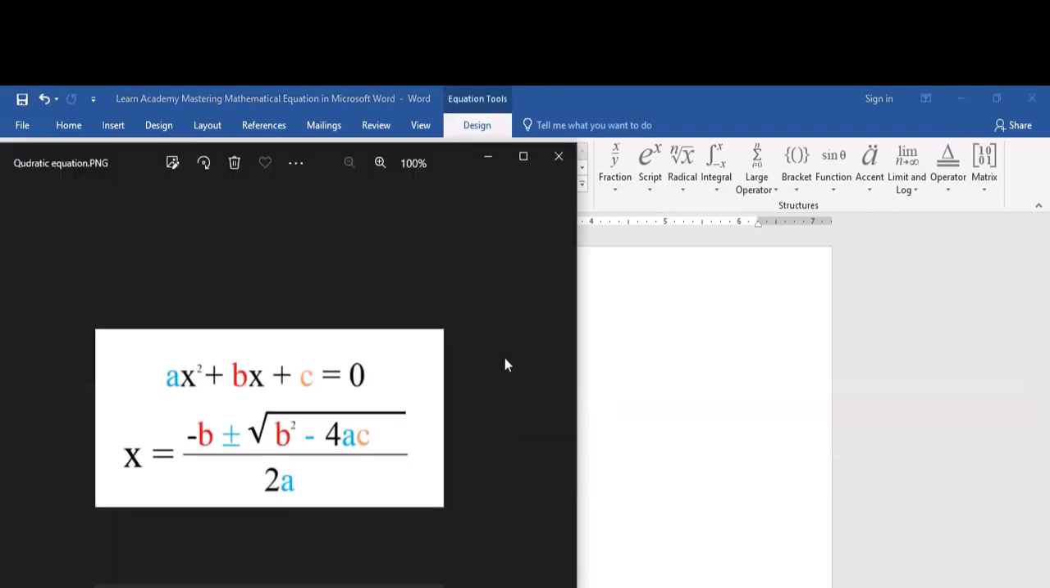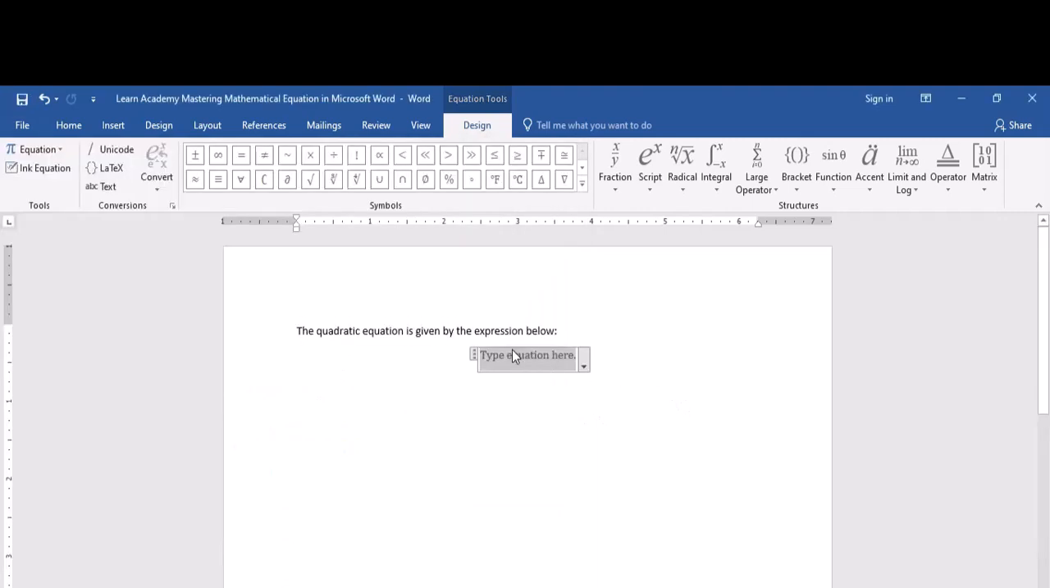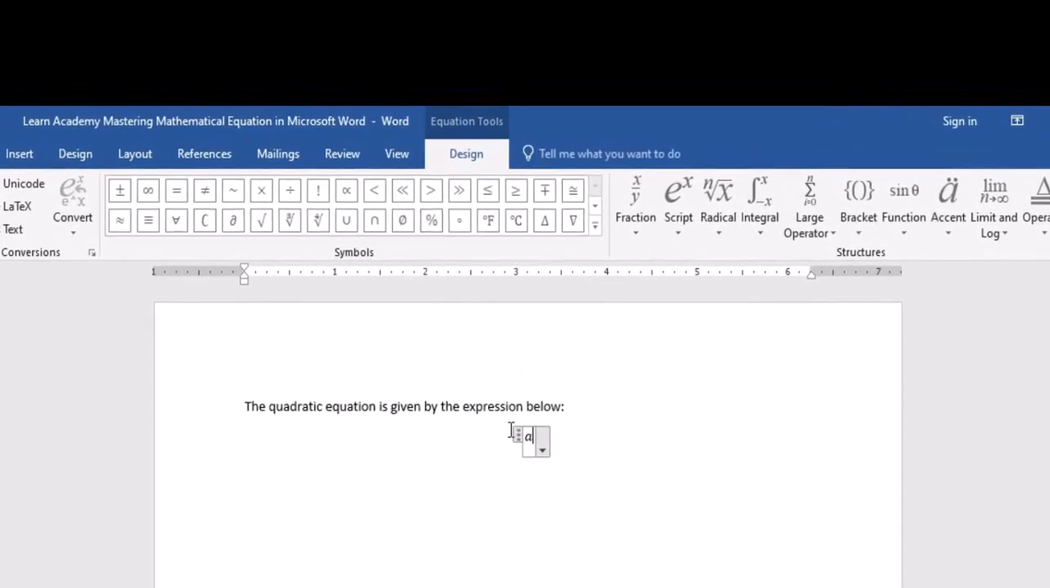If you take a look at what we have here, you can see that we have ax squared plus bx plus c equals 0. So we're going to insert this into the equation. So let's go. I have my a already, so I want my x square.